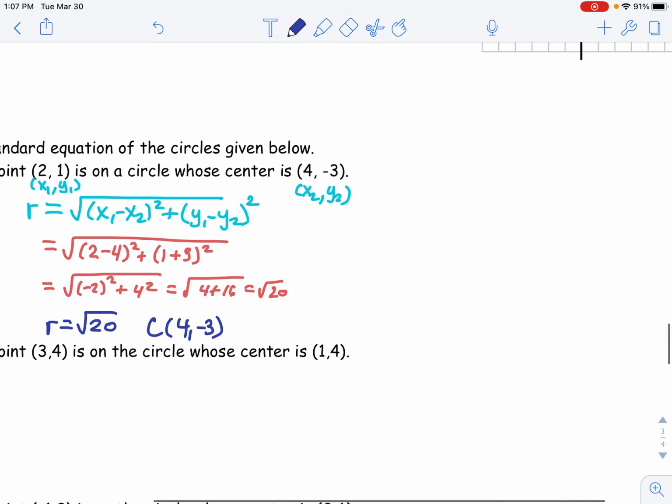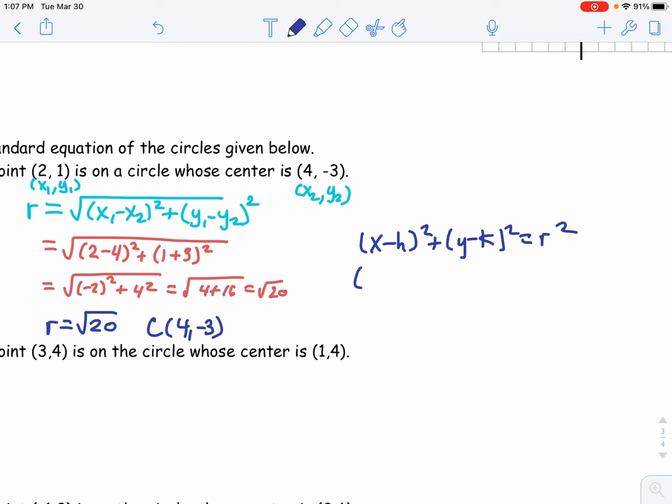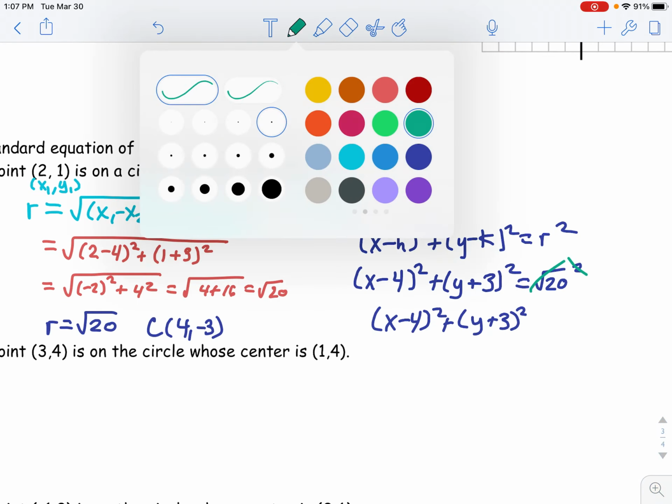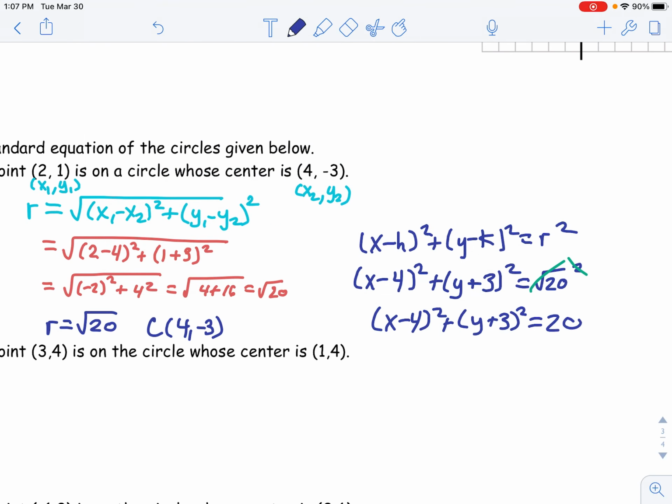All right, so what we do from here is we're just going to plug it in. All right, plugging in the center, I'm going to get (x minus 4) squared plus (y plus 3) squared, because it's minus negative 3, equals the square root of 20 squared. Now, I'm going to rewrite the whole thing just for fun, but what's the square root of 20 squared? Realize the square root and the square just undo each other, and you're just left with 20. All right, that's it.